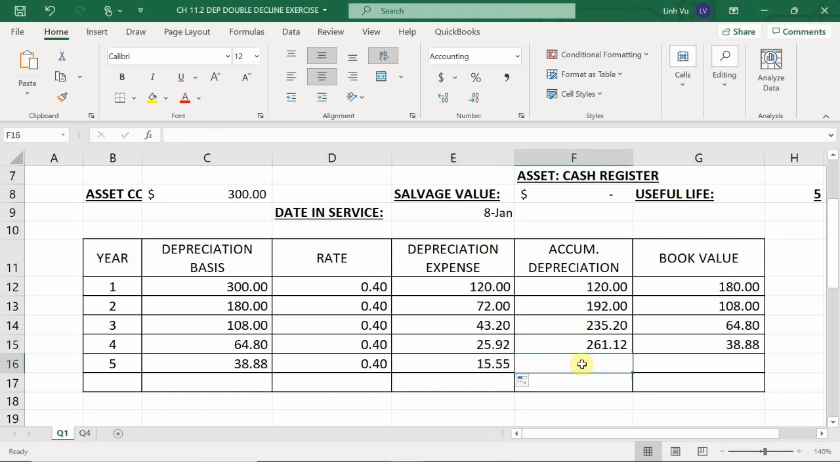$15.55, bringing my accumulated depreciation to $276.67, which brings your book value to $23.33. Now, in this case, it's reached the end of its life. It's been used for 5 years.